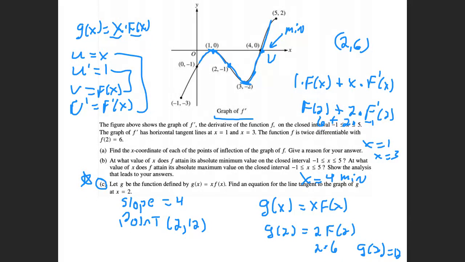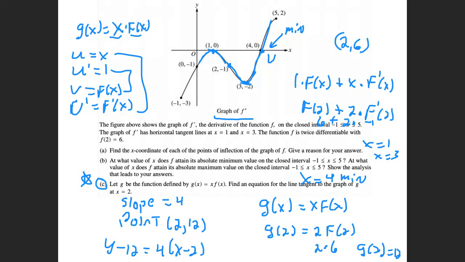Yep, exactly. And that's why they give us all these points on the graph, to help us out. Usually they don't give you all this information if you're not going to use it. So now y minus 12 is equal to 4 times x minus 2. Kind of a cool problem.